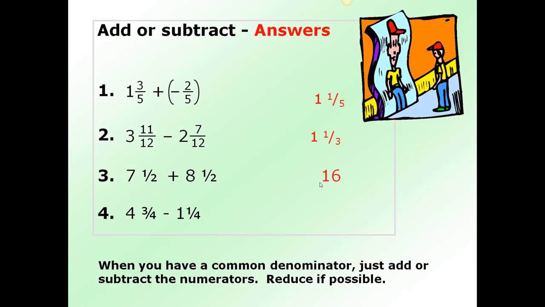So don't leave it as 2 over 2. That would be bad. That's bad math grammar. If there's anything called bad math grammar, there are a few things I'll point out to you in this course, and that would be one of them. So 2 over 2 equals 1. 1 plus 15 is 16.